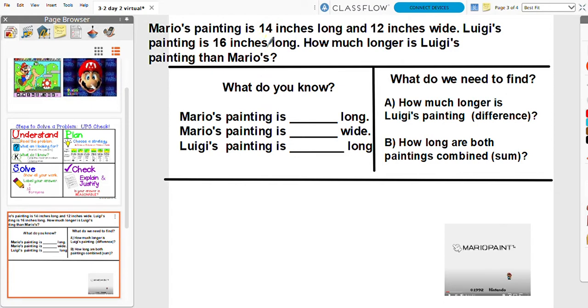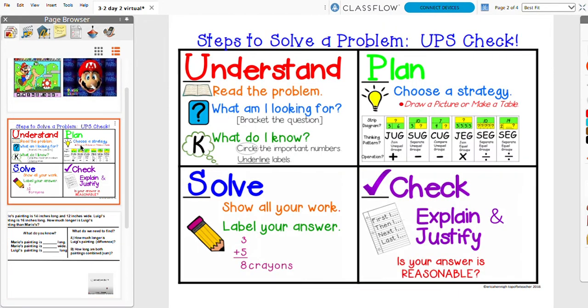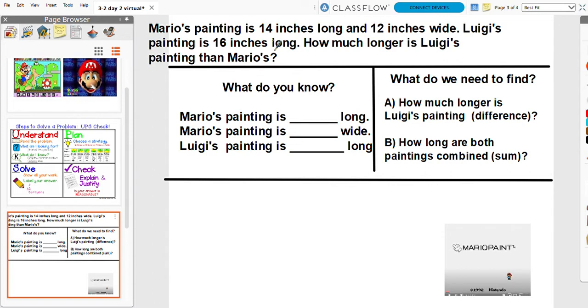I think it's 14. So when I go back into my UPS planning guide, it says, first of all, look at what you know and what we're looking for. So I'm going to look at what we know. Let's circle. We know that Mario's painting is 14 inches long and 12 inches wide.